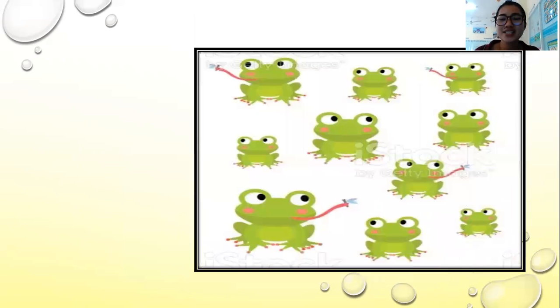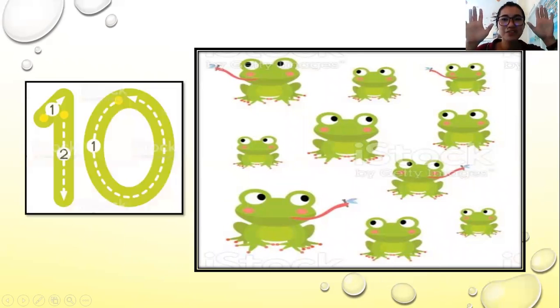Let's practice more. Okay, class, let's count how many frogs are there. Everybody count with me. 1, 2, 3, 4, 5, 6, 7, 8, 9, 10. So there are 10 frogs.